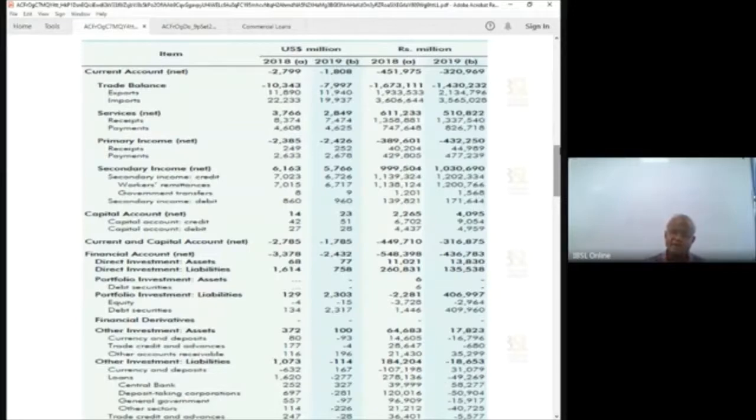The overall current account can still have a deficit even if the secondary income account has a surplus of 5.7. That doesn't imply a current account surplus. Why is that? That surplus is compensated by other deficits. That is happening here. And this is one of the past paper questions, a true or false question.